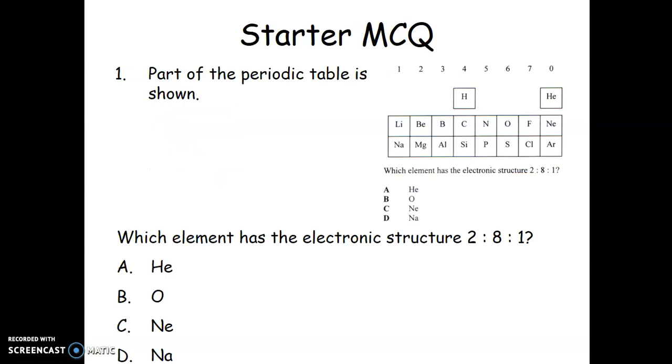Okay, so we'll go back through those and just go through the answers. So question 1, which element has the electronic structure 2,8,1? Well, it's going to be in the first column because it has one electron in its outer shell, so it's in group 1. It's going to be in the third row down because it has 3 shells. So we've got hydrogen, lithium, sodium. So the correct answer for that one is sodium. Sodium is in the third row down, 1, 2, 3. And it's in the first column, so it has 2 in its first shell, 8 in the second shell, 1 in the third shell.